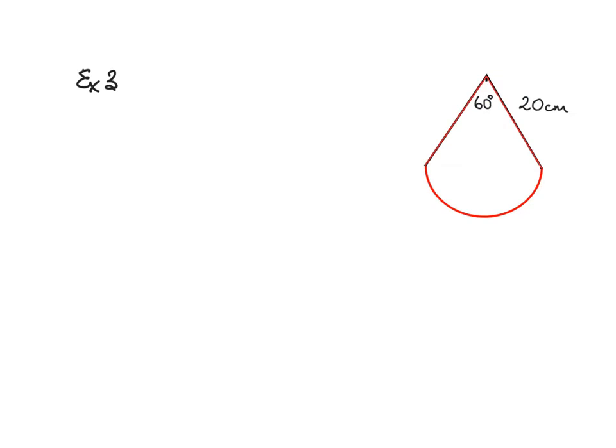This third example is a bit more demanding. We have to work out the perimeter of the shape. It appears that we have a triangle on top of a semicircle. We have some information about the triangle, but nothing about the circle. Now, what I'm going to do is to take away the 60 degrees and I'm going to add a line in to my triangle.